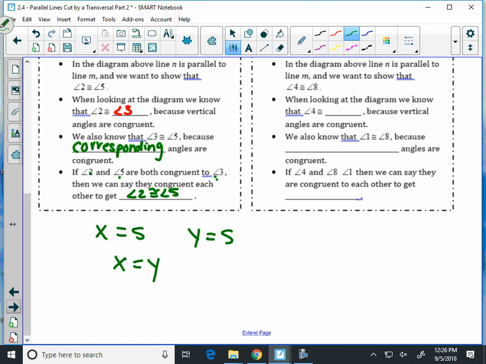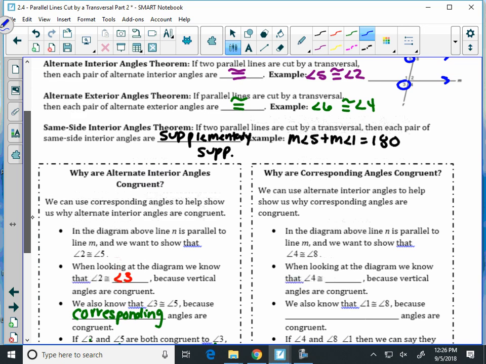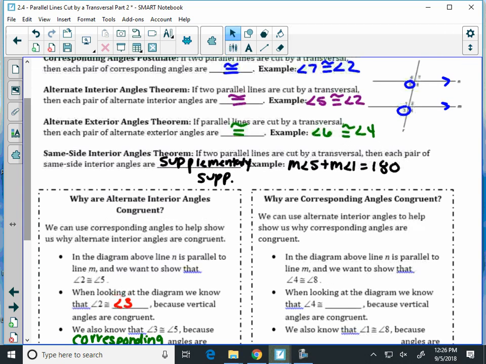Same thing can kind of be done to show, well, why are corresponding angles congruent? Well, if we take a look, again, we know those lines are parallel in the diagram. And we want to show that the corresponding angles 4 and 8 are congruent. Okay, well, when we look at the diagram, we know angle 4 is congruent to blank because vertical angles are congruent. Well, what angle is vertical to 4? Look at the diagram. 1. 1 and 4 are congruent to each other because they're vertical. That's what we can fill in there.